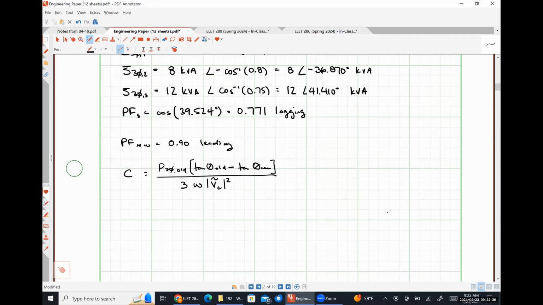So I would argue that right now we explicitly know what theta old is. That is the 39.524 degrees that we previously calculated. How are we going to find the other pieces of information? So omega, what's that going to be, Sam? 120 pi, because our linear frequency was 60 hertz. So we just multiply that by 2 pi. Absolutely correct.